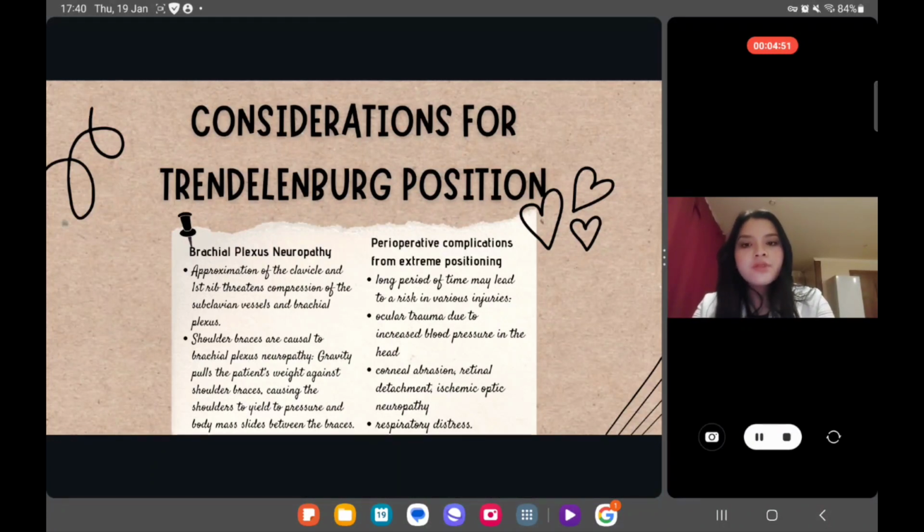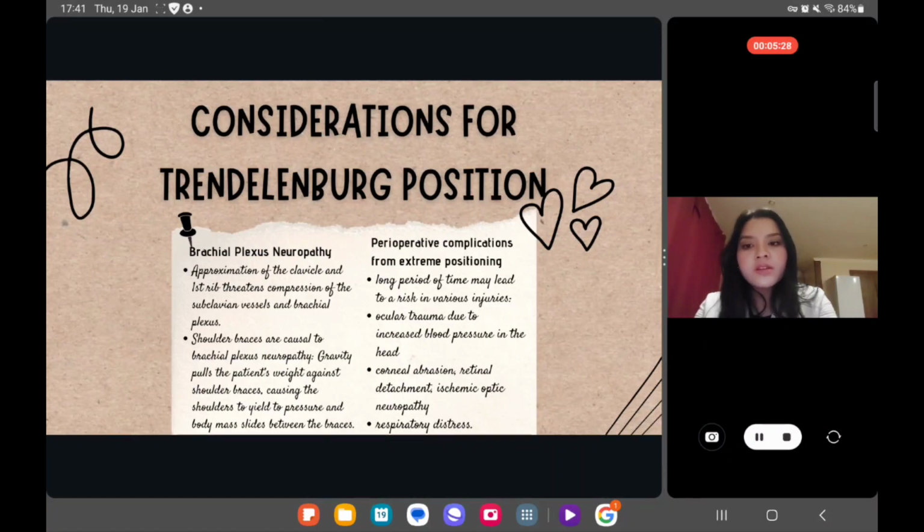Next is what we have to consider for such position. So we have to consider brachial plexus neuropathy, in which the approximation of the clavicle and first rib will threaten the compression of the subclavian vessels and brachial plexuses. We also have to consider shoulder braces, which are causal to brachial plexus neuropathy. This is because gravity pulls the patient's weight against shoulder braces and thus causes the shoulders to yield to pressure and body mass will slide between the braces.